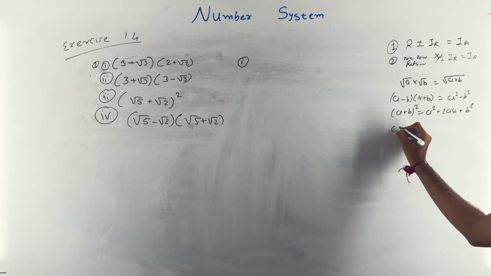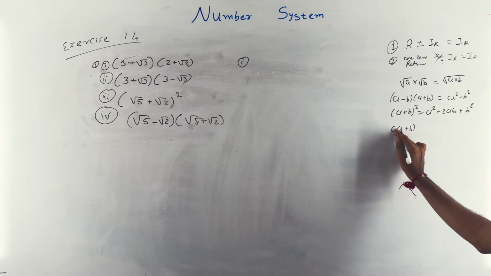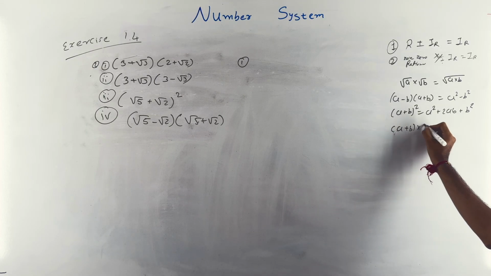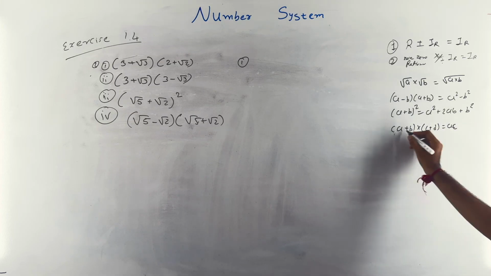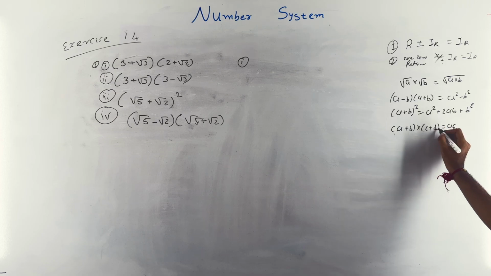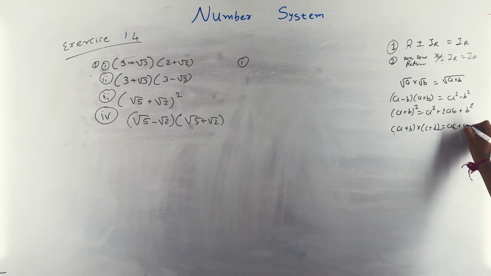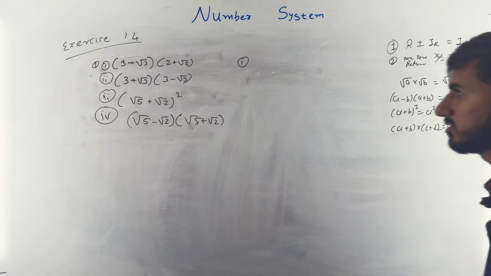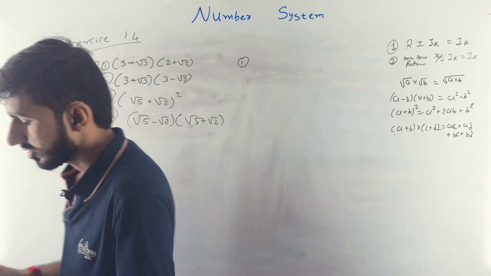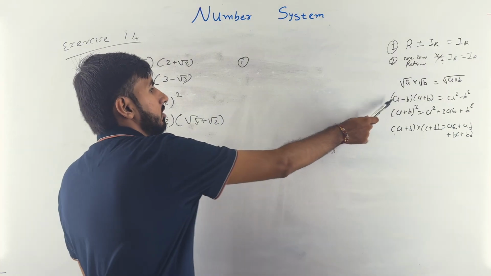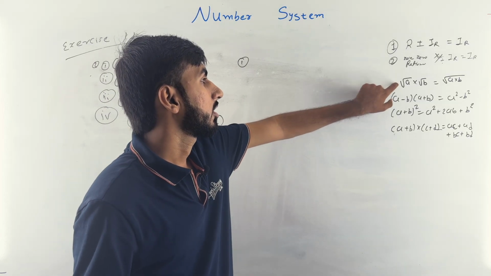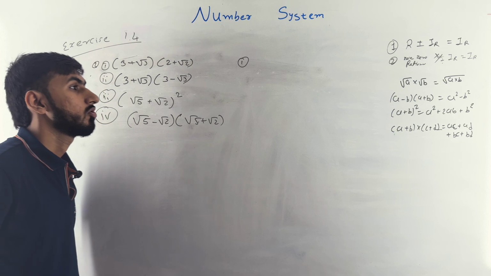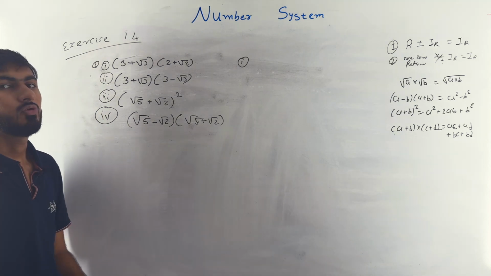Now a plus b multiply c plus d can be written as, I have to multiply a with these two, then b with these two, so ac plus ad plus bc plus bd, right? This is a simple answer, and we all know this, right? These three we have already learned in standard 8, and we all know that square root of a multiply square root of b is equal to square root of a multiply b.